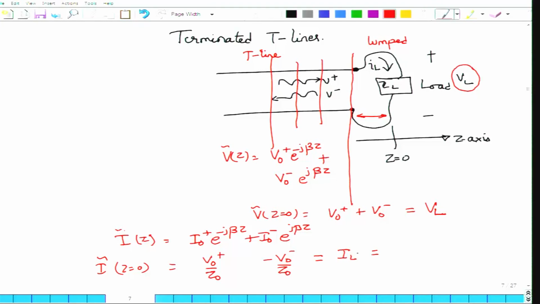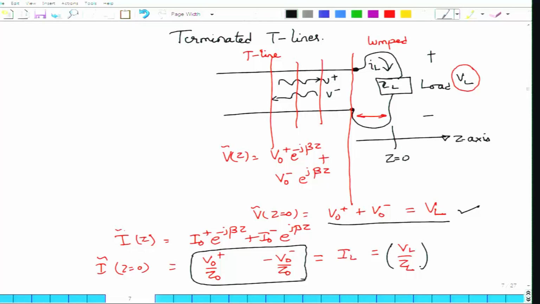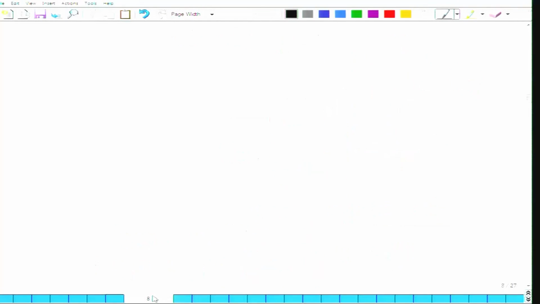The load current can also be written as VL divided by ZL, because IL must be equal to VL by ZL. Now you have two equations. One equation tells you that V0 plus plus V0 minus is equal to VL, and the other tells you that V0 plus by Z0 minus V0 minus by Z0 must be equal to VL by ZL. From these two you can reduce one of the constants. You can write V0 plus plus V0 minus equals VL, and V0 plus minus V0 minus equals Z0 by ZL into VL.